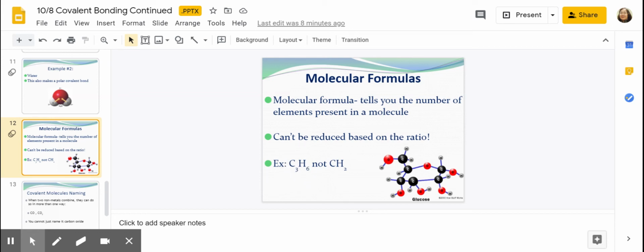If you have a molecule with 3 carbon and 6 hydrogen, it's really connected together as a molecule. And you cannot just write CH2. These two are totally different kinds of molecules. So just remember you're not going to reduce the molecule based on the ratio.